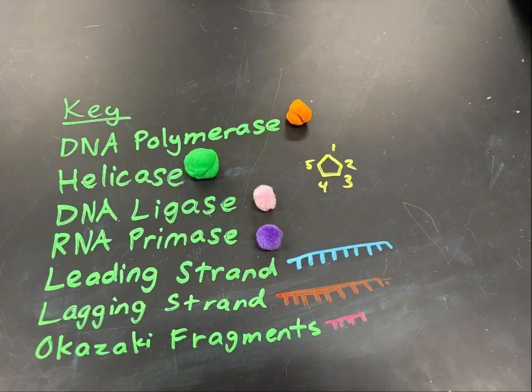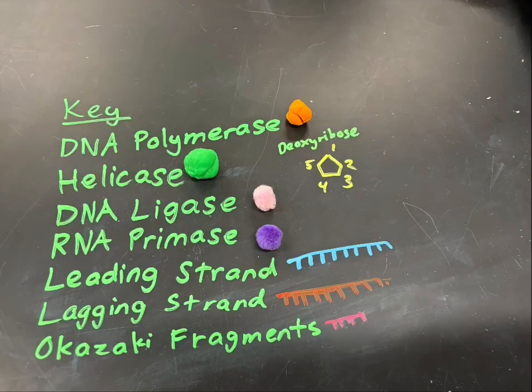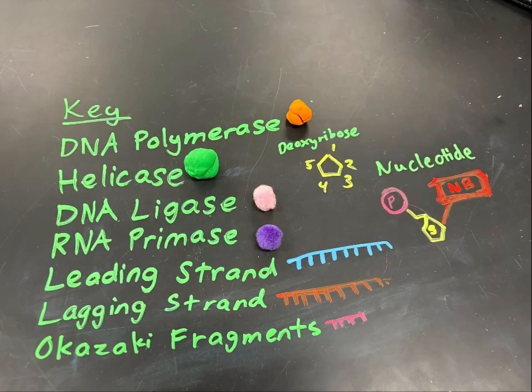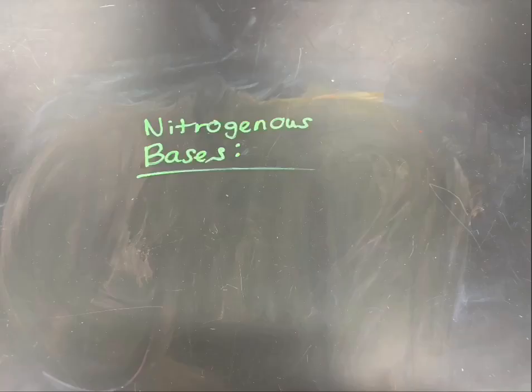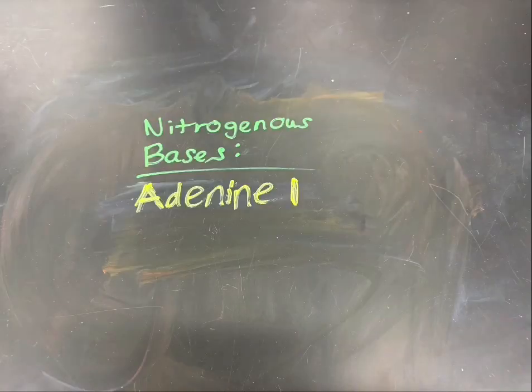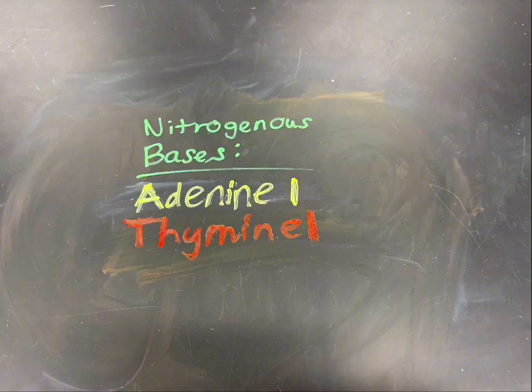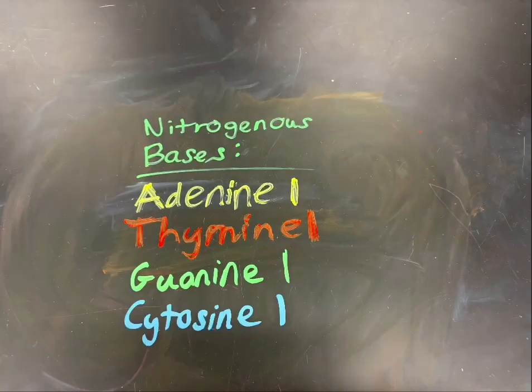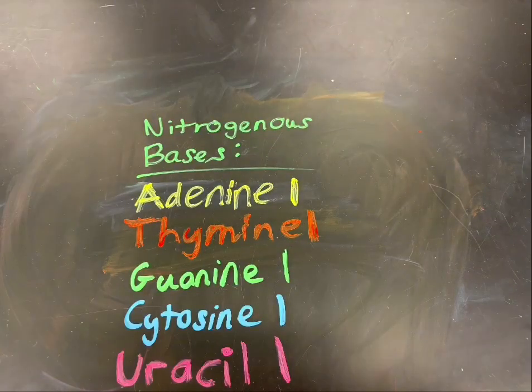DNA, a nucleotide, is composed of deoxyribose, a phosphate group, and a nitrogenous base. During DNA replication, we use adenine, thymine, guanine, and cytosine. Guanine pairs with cytosine, and for DNA, adenine pairs with thymine, but for RNA, adenine pairs with uracil.